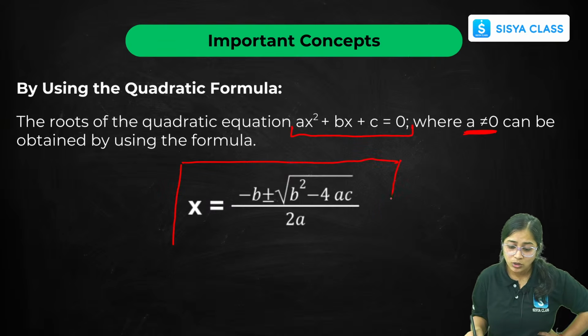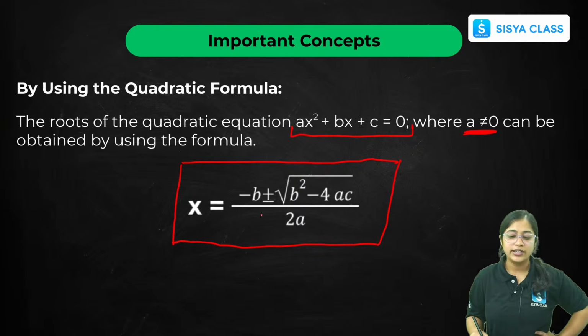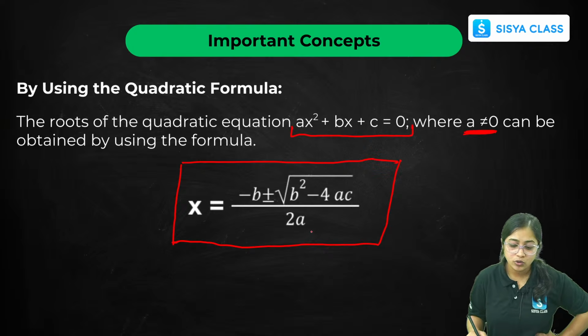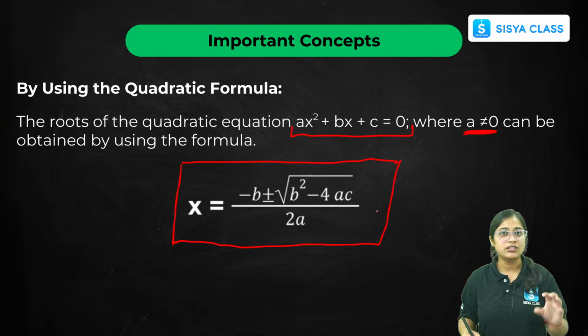So this is the formula to calculate the roots of your quadratic equation, that is minus b plus minus under root b square minus 4ac upon 2a. Okay. So this is the formula.